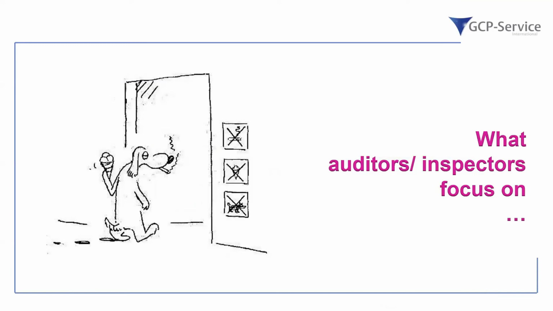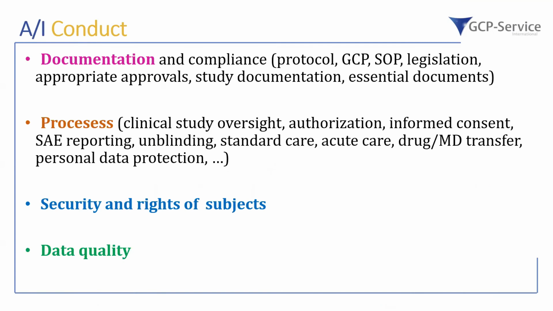So what do the auditors and inspectors focus on? Definitely on the documentation and the compliance with the protocol, as I said already, GCP, SOPs, and legislation. Also, if there are any specific processes regarding the clinical study or clinical investigation. So at least the typical ones are how the oversight in the clinical study is kept, and not only by the sponsor or the CRO, but also by the PI, the principal investigator on site.